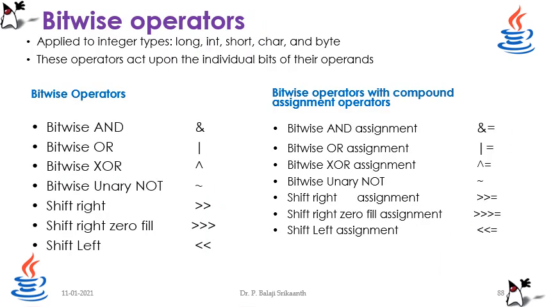Let us take up the bitwise operators. They are applied to integer types such as long, int, short, char, and byte. These operators act upon the individual bits of their operands. See here, this column lists the bitwise operators, and the right hand side lists the bitwise operators with compound assignment statements.